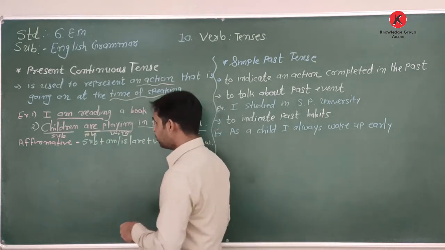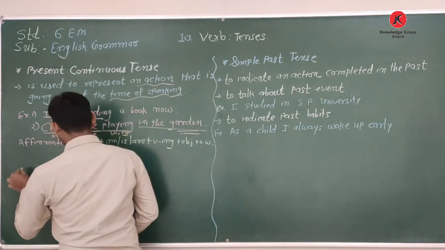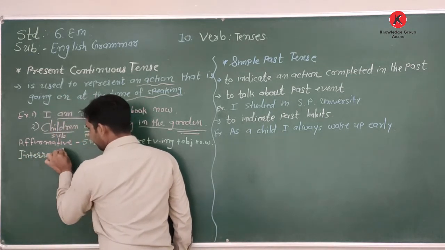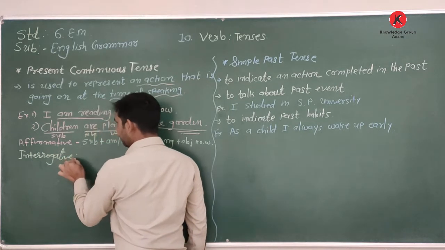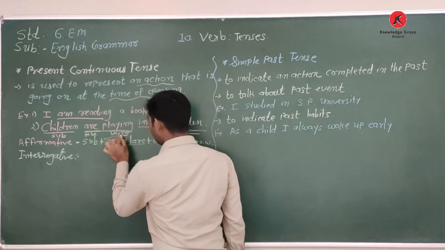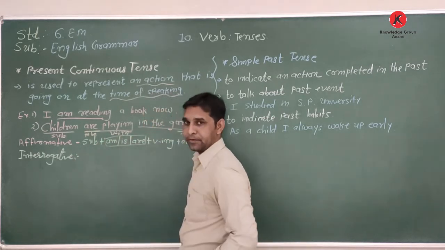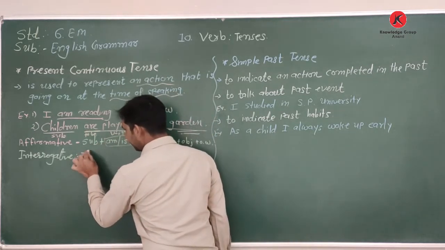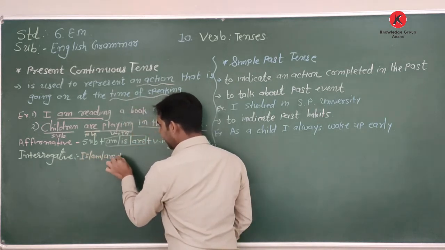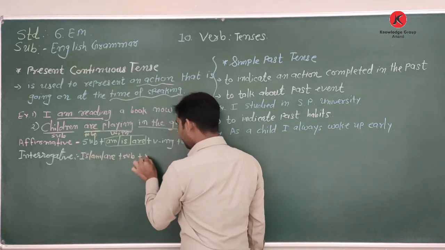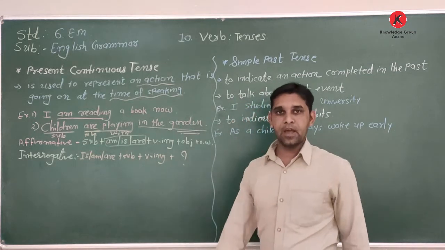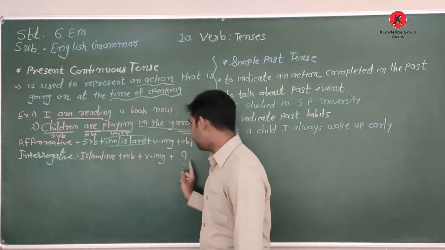If you write the formation of the interrogative sentence, let's write. Interrogative structure. Only we change the to be form, to be form first. So here is, am, are, then write subject plus verb with ing, then at last the symbol of the question mark. That shows that it is an interrogative sentence.